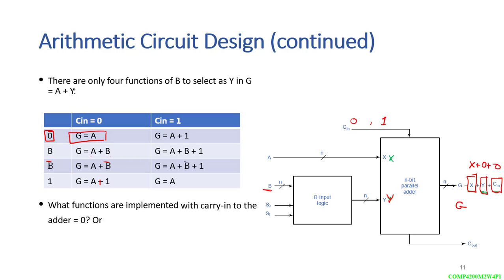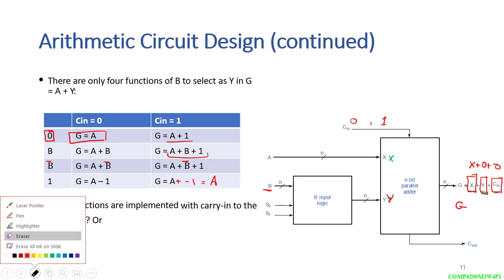Now, if Cn is equal to 1, the first one will be A plus 1, then A plus B plus 1, then A plus B complement plus 1, then A plus 1 minus 1, which is equal to A. Sorry, this one is right. This one is minus 1. I will be explaining this later on.